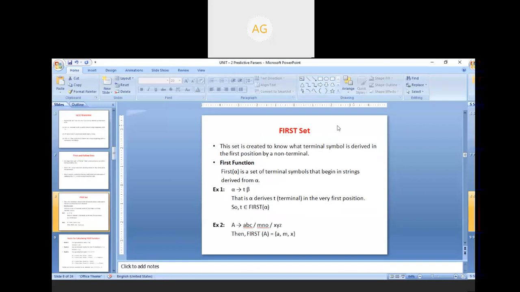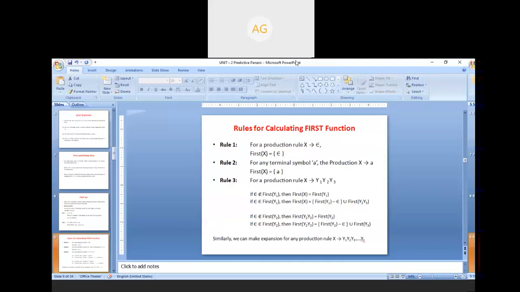Now, in today's class, we are going to discuss how we calculate the first and follow, and do some questions related to the first and follow calculations. So, for calculating the first, these are the rules. You all must remember these rules first in order to calculate the first set for a question. I am just revising it, and you just need to remember it.